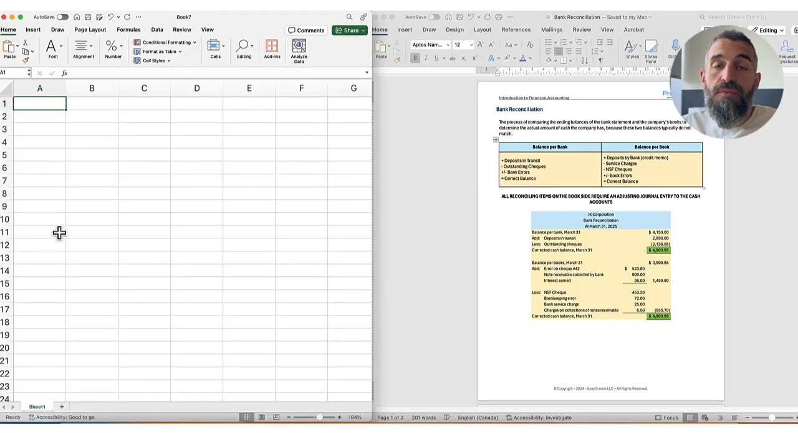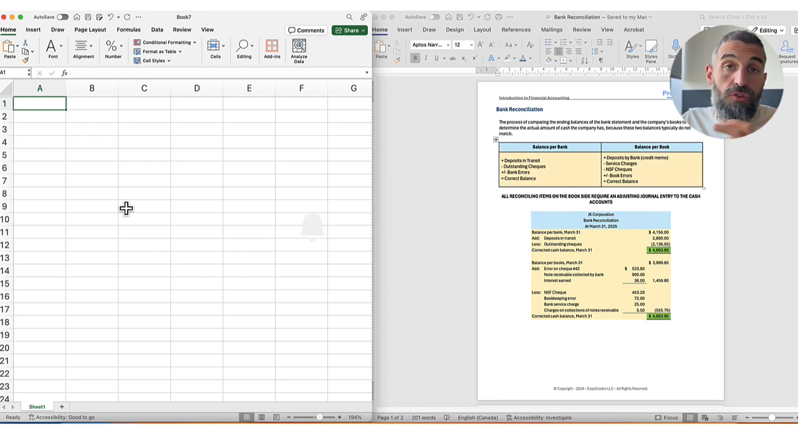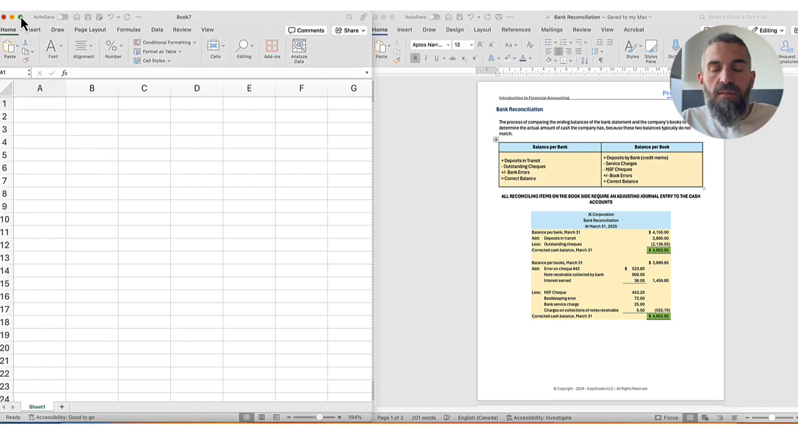Hey everyone, so in this lesson we're going to be discussing bank reconciliation, what it is, how to do it, what are the journal entries that come with it. So bank reconciliation is something that has to be done typically at the end of every month. I guess it could be done less often than that, but generally speaking, we do it monthly. It compares the bank statement and our own records.